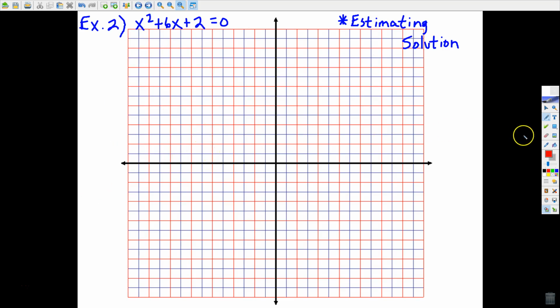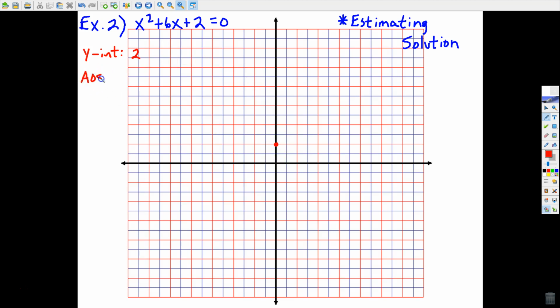Example number 2. Okay, this time you'll notice that we're not going to be able to tell exactly where we're crossing the x-axis, so we're going to do an estimate. But let's just go ahead and work through this. Once again, let's go ahead and plot the y-intercept. That's always an easy point. Y-intercept is 2.